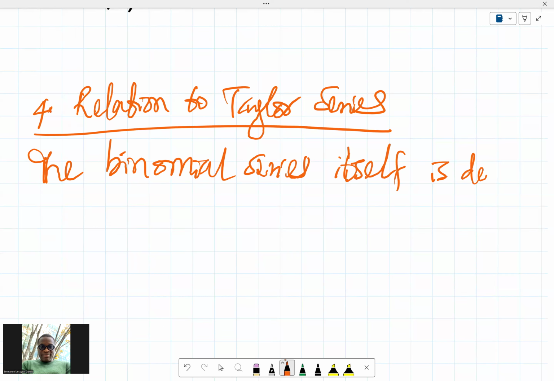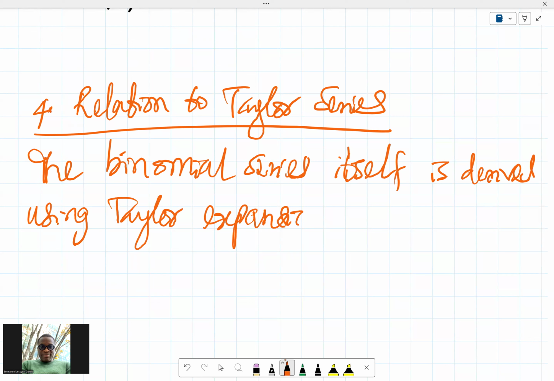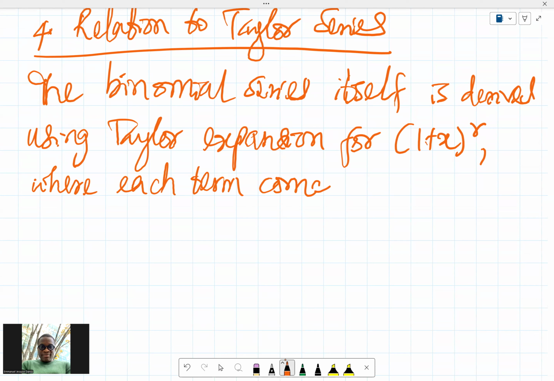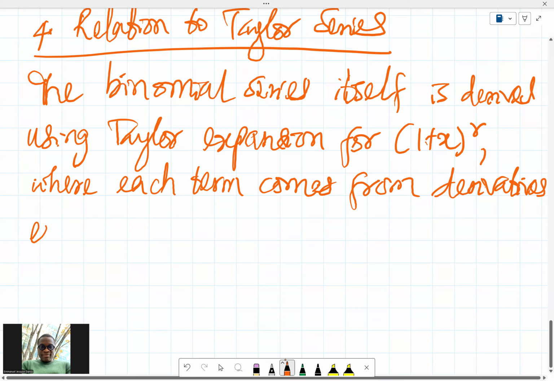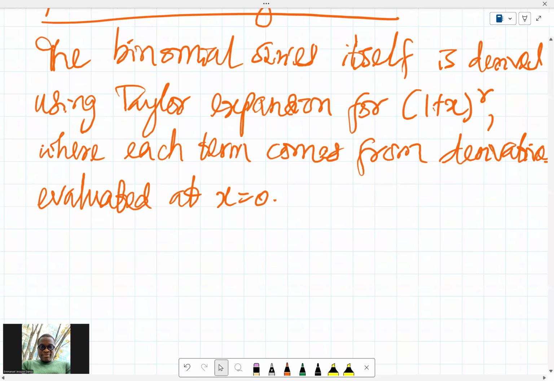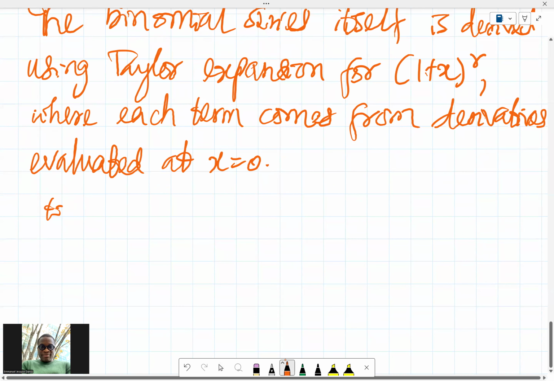is derived using Taylor expansion for 1 plus x raised to power r, where each term comes from derivatives evaluated at x equals 0. Okay, imagine this example.